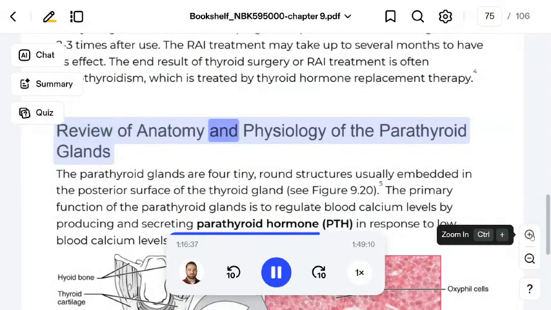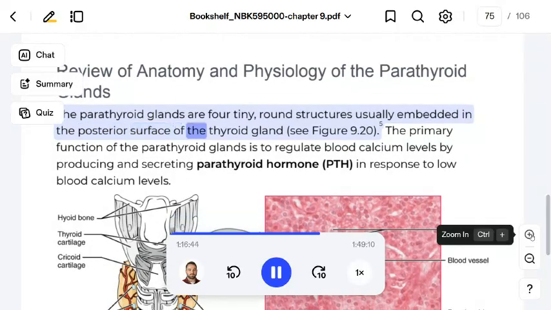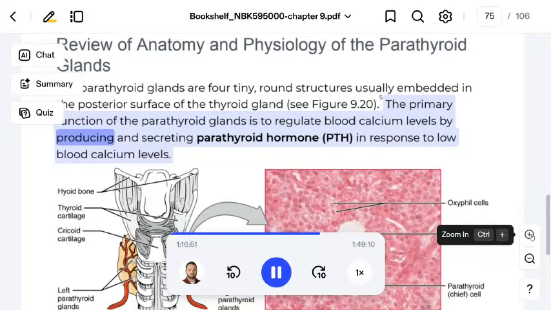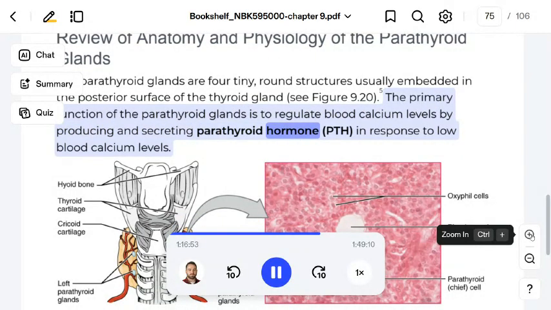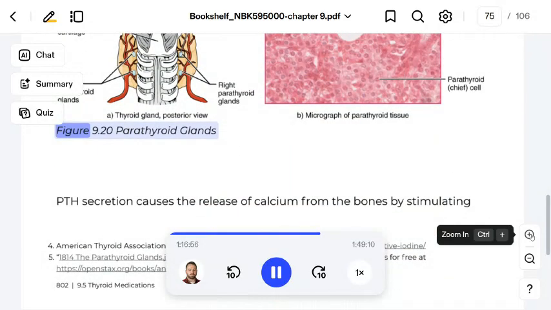Review of anatomy and physiology of the parathyroid glands. The parathyroid glands are 4 tiny, round structures usually embedded in the posterior surface of the thyroid gland. The primary function of the parathyroid glands is to regulate blood calcium levels by producing and secreting parathyroid hormone in response to low blood calcium levels. Figure 9.20 Parathyroid glands.